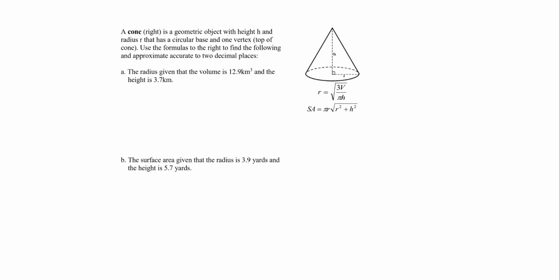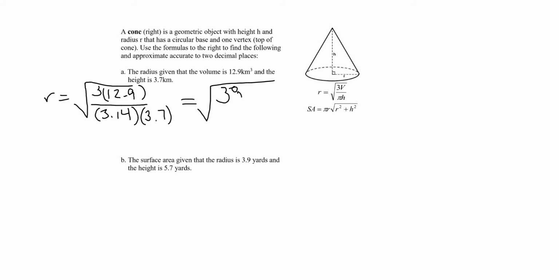So we use our first formula, and we have R equals the square root of 3 times the volume, which is 12.9, over pi, and again, I'm going to use 3.14, times the height, which is 3.7. So I'm going to do the math under the radical. First, I'm going to do 3 times 12.9, and that gives me 38.7. And on the bottom, 3.14 times 3.7 gives me 11.618.